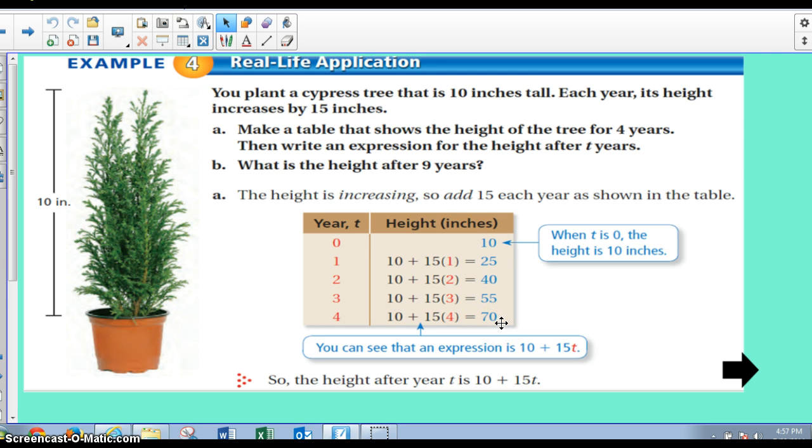The question is, what is the height after 9 years? We start looking at a pattern. So we can start with 10 plus 15 t. If we put a t here, that's the amount of years.